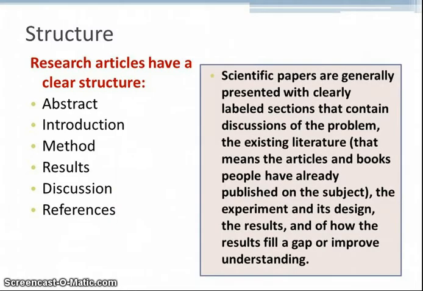Because we're lucky. Scientific papers, research articles are generally presented with clearly labeled sections that contain discussions of the problem, the existing literature. That means the articles and books people have already published on the subject, the experiment and its design, the method, and the results, what they found, and how the results fill a gap or improve understanding of the topic.